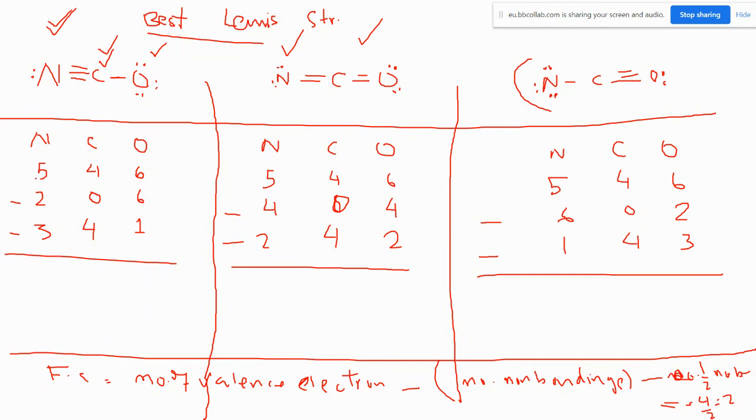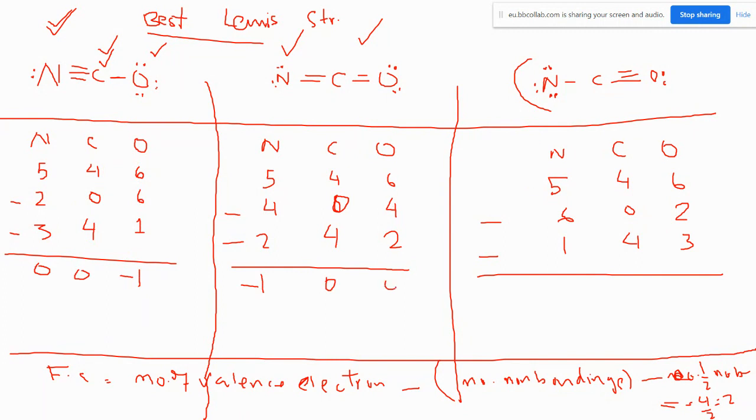Okay, now subtract. 5 minus 2, 3. 3 minus 3, 0. 4 minus 4, 0. 6 minus 6, 0. 0 minus 1, minus 1. Now here for this one, nitrogen, 5 minus 4, 1. 1 minus 2, minus 1. 4 minus 4, 0. 6 minus 4, 2.